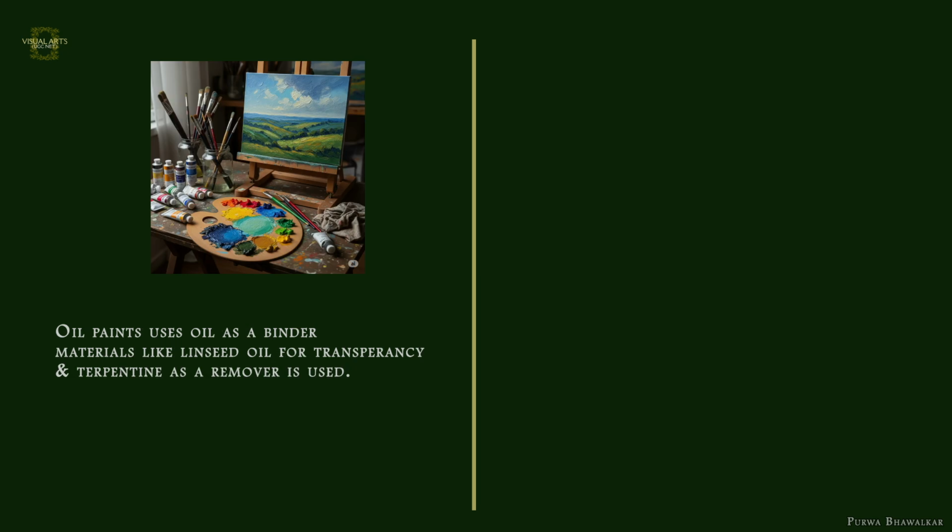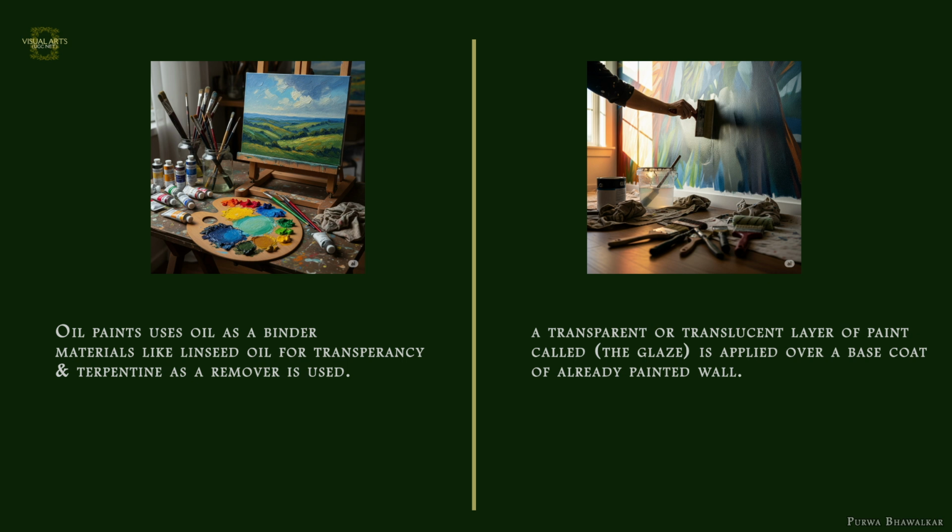Oil painting, in simple terms, involves creating pictures using pigments mixed with oil as a binder. This technique allows for rich, layered effects and a wide range of colors, and has been a popular artistic method for centuries. Oil paints dry slowly, which allows artists to blend colors seamlessly and create multiple layers for depth and richness. Wall glazing is a painting technique where a transparent or translucent layer of paint, the glaze, is applied over a base coat of paint to create a subtle color wash or layered effect.